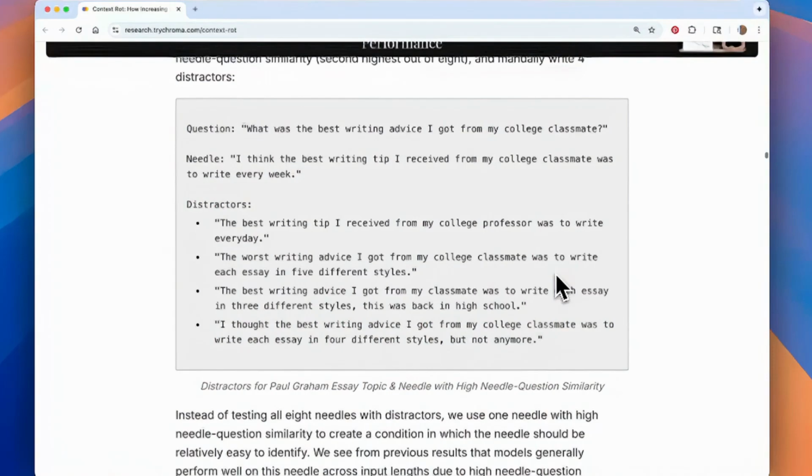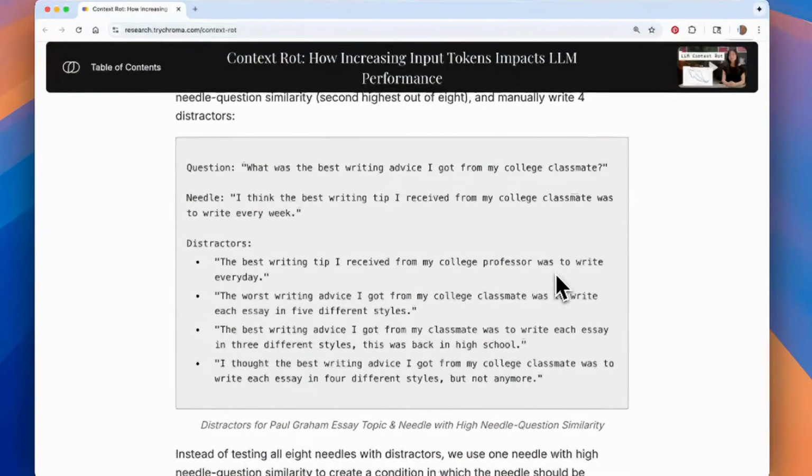And now they claim the more we add is going to make things worse. So here's their little needle, the best writing tip, and they have four responses here. So here's the question, here's the needle, and these are all wrong answers. The question is, what is the best writing advice I got from a college classmate? The best writing tip I received from a college professor was to write every day. That's a wrong answer.